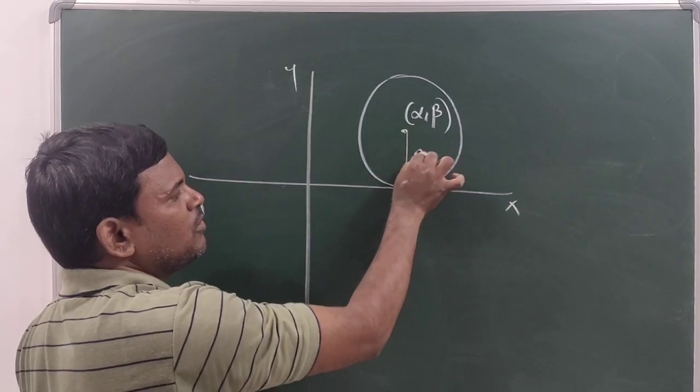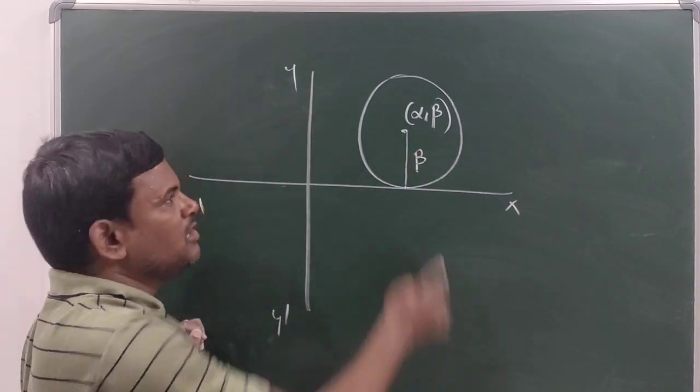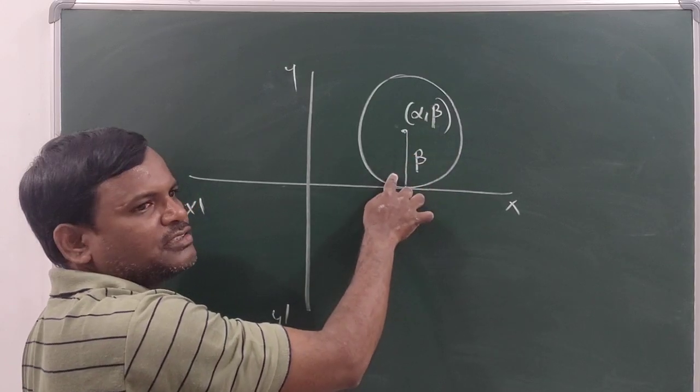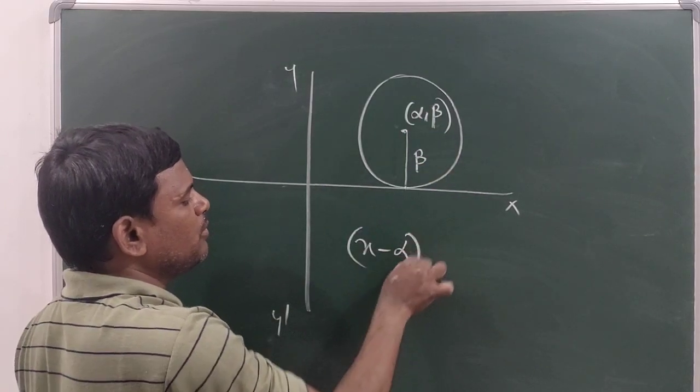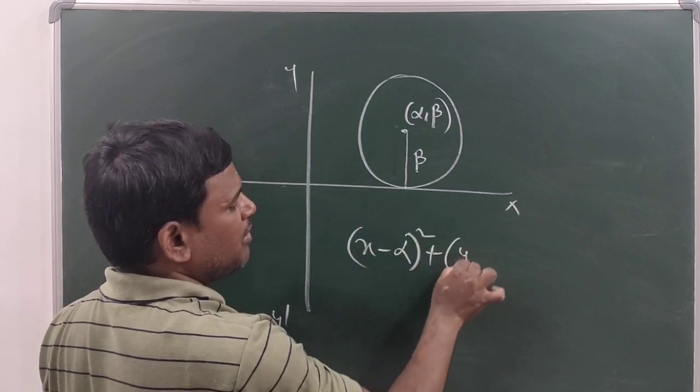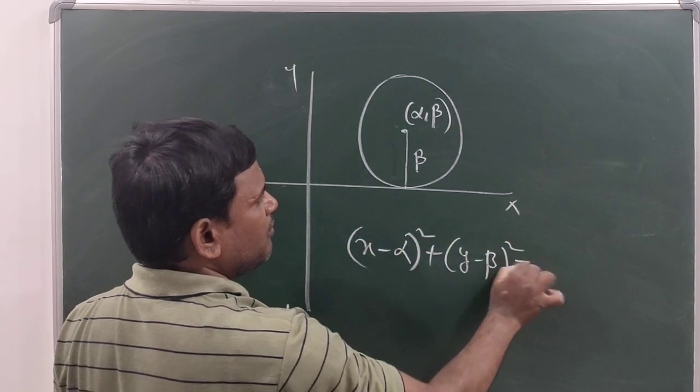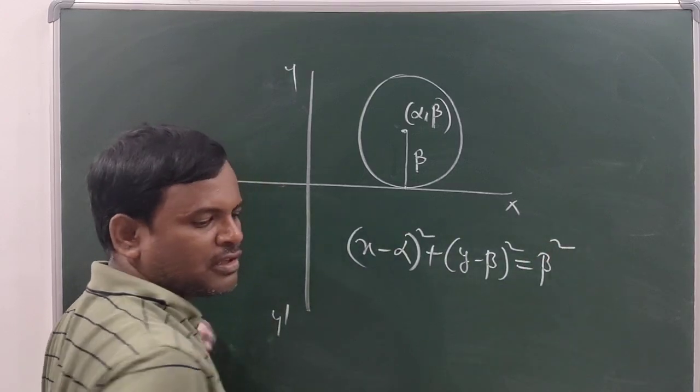This is the radius, that is nothing but beta. The center is given, and we wrote the radius. When you have the center and radius, you know how to determine the circle equation: x minus alpha whole square plus y minus beta whole square is equal to beta square.